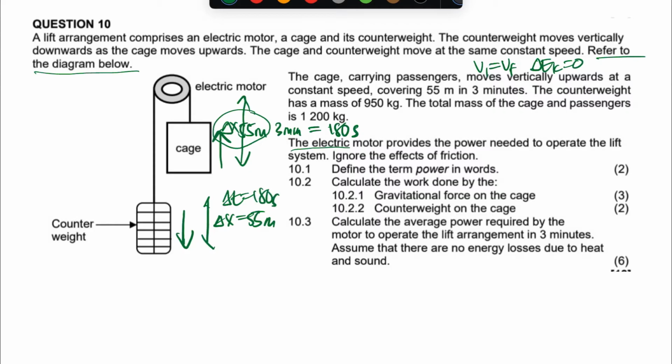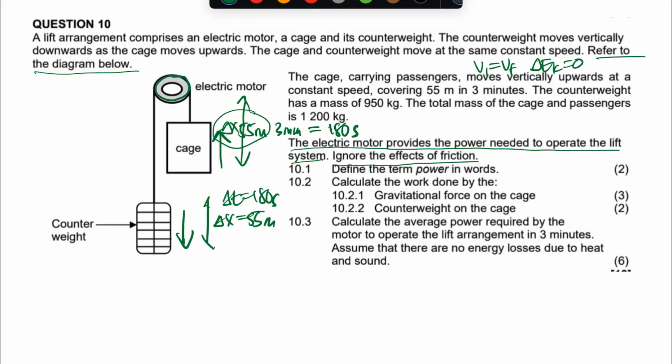Now it says an electric motor provides the power needed to operate the lift system. Ignore the effect of the friction, which is the F friction, as well as the friction in the motor.